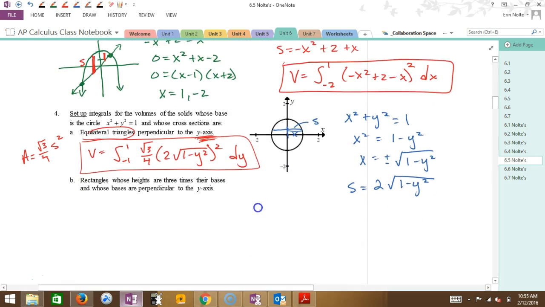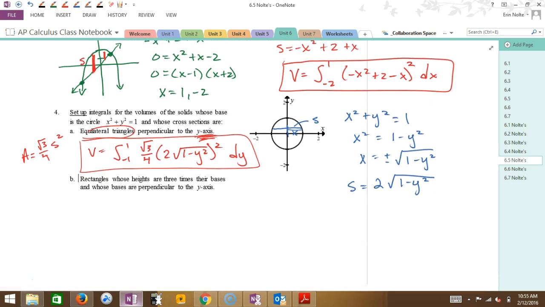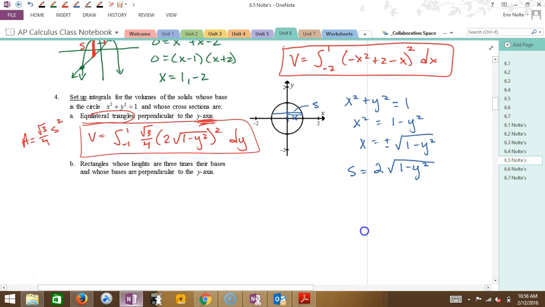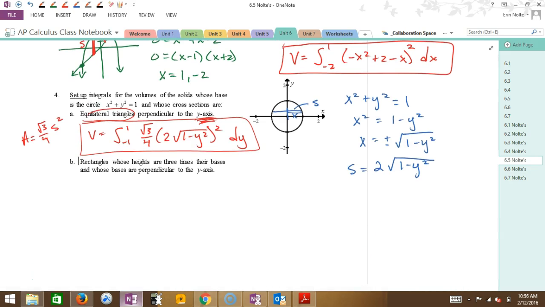Okay, last one. Are you guys ready? This one isn't too bad. So there's two sides, right? So the positive is this side, and the negative is this side. It's two equations.